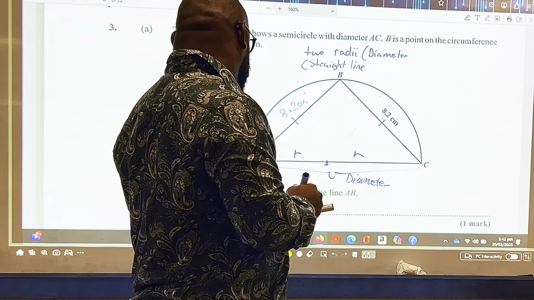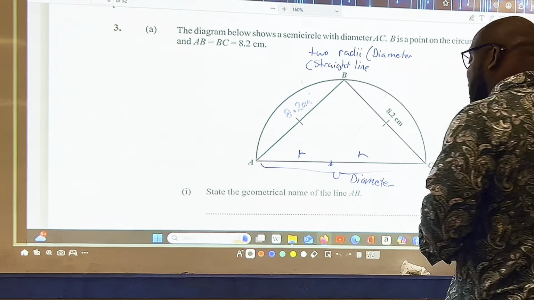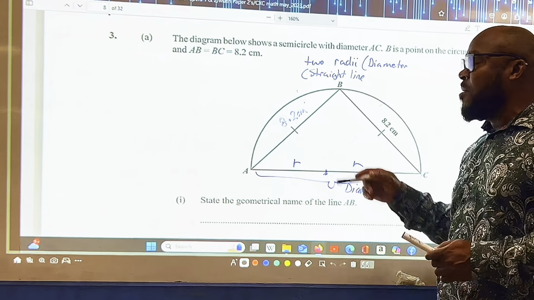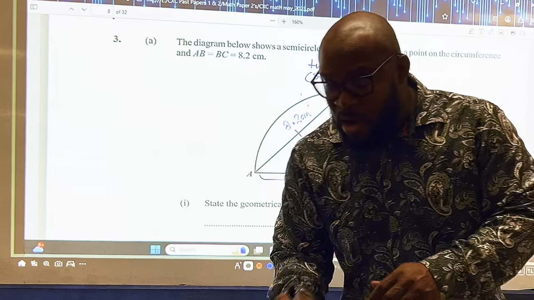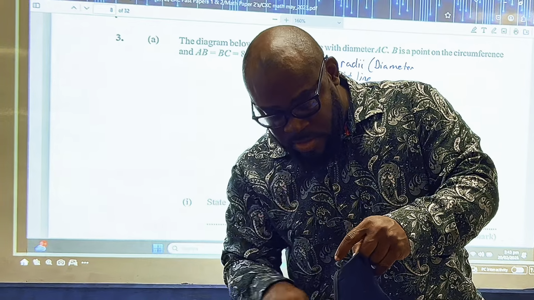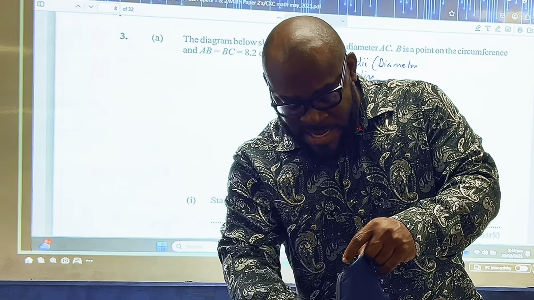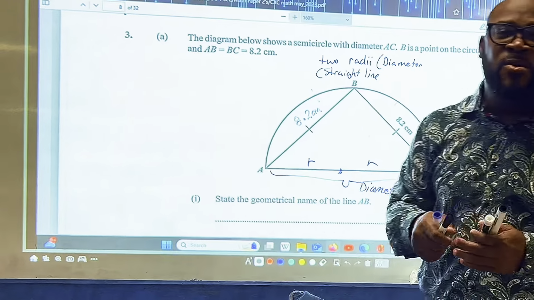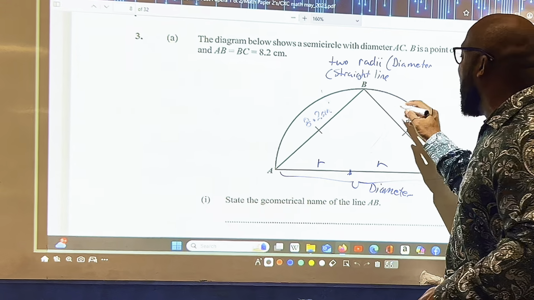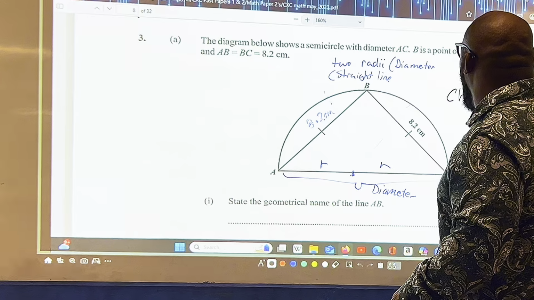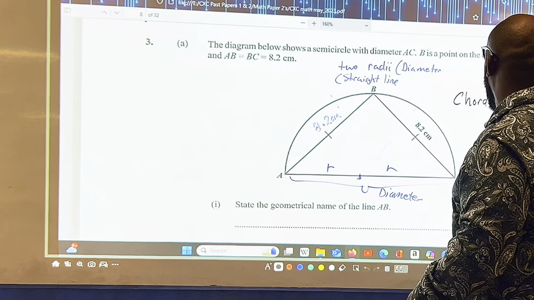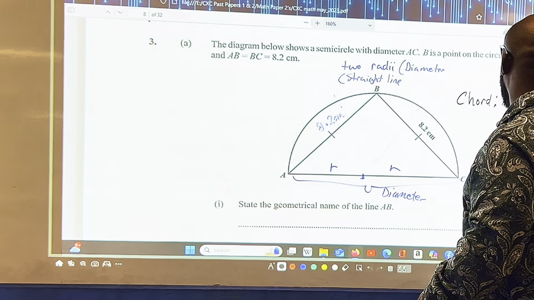Now, state the geometrical name of the line AB. What do you call AB? Something you need to know. A chord. How do you spell the chord? Good. C-H-O-R-D. Not C-O-R-D, that's a wire used for a mic. Okay? These are called chords. So examples of chords are AB and BC.